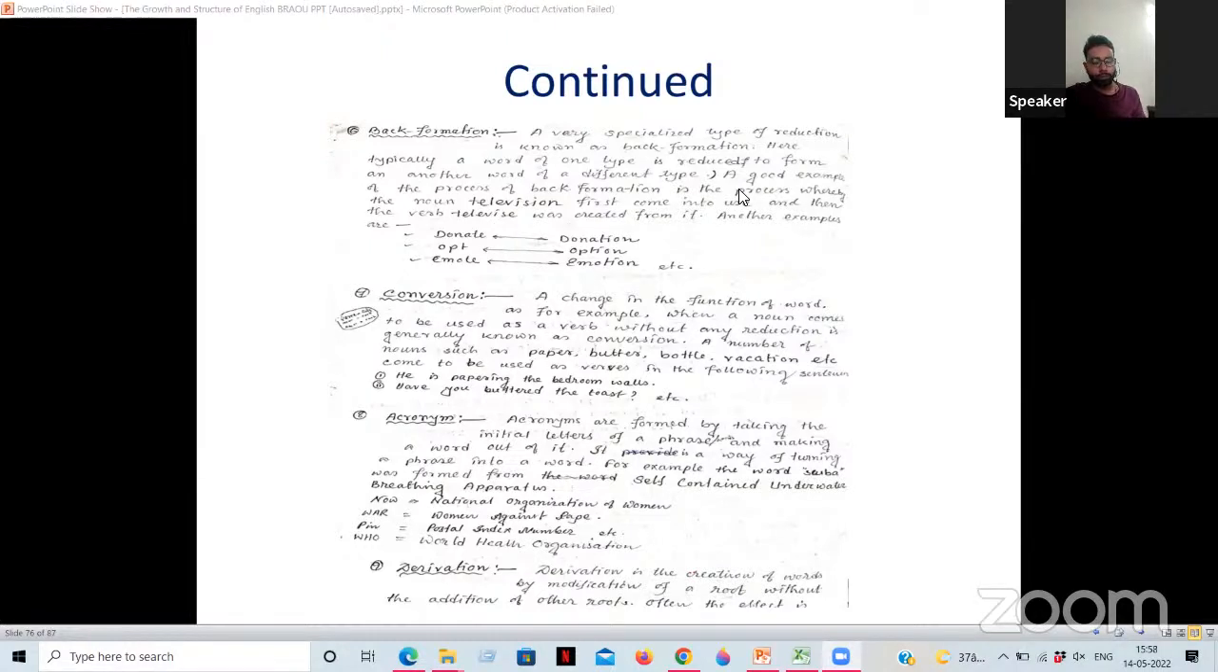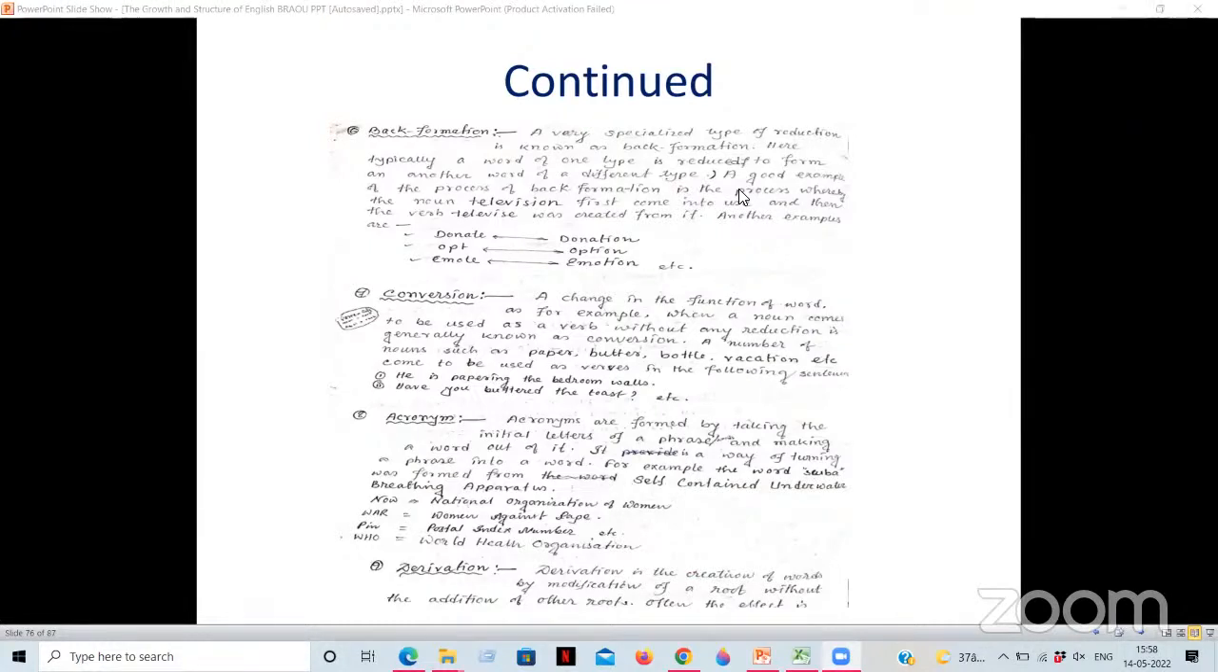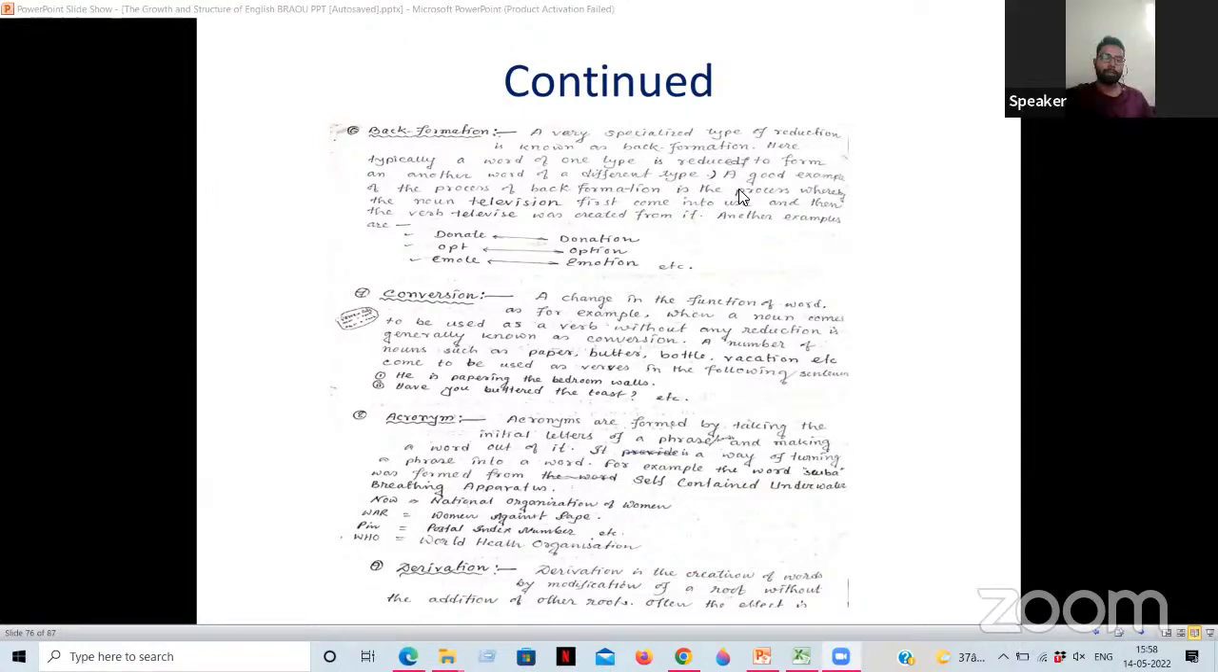So when it has a meaning, it will be called an acronym, and when it does not have a meaning, it will become what? It will become an abbreviation. For example, Dr. B.R. Ambedkar University. Now the abbreviation is BRAU. It doesn't have any meaning. That's why it is an abbreviation. If it would have a meaning after the abbreviation, it would become an acronym. Okay.